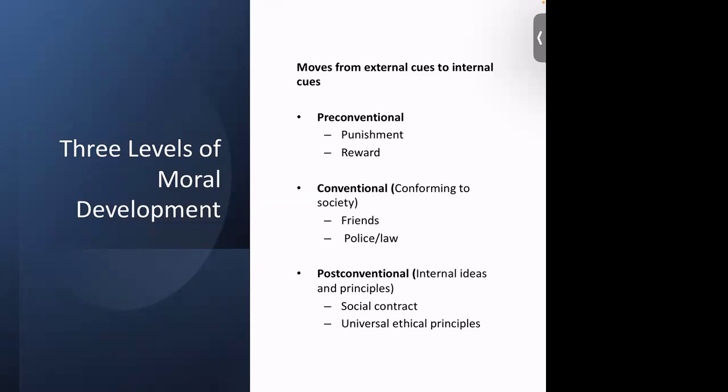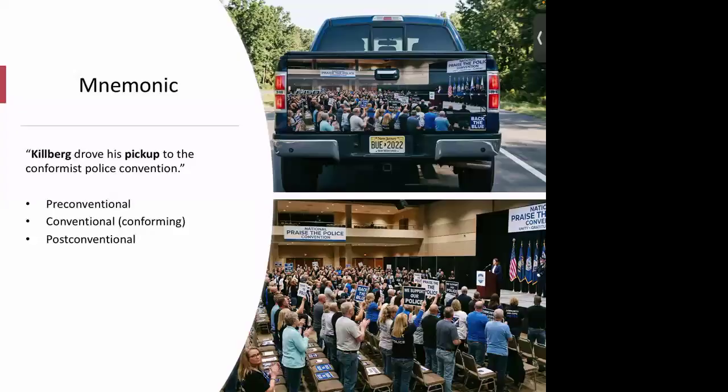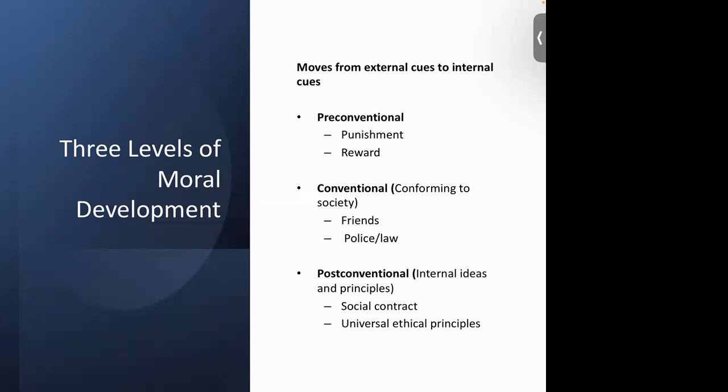Whatever the laws are, they want to behave. They're maybe a little bit afraid of the police, but they want to follow the law. Again, this is a little bit more internal. We moved away from the external punishment and reward to a little bit more internal, wanting to have friends or staying away from the police, keeping the law. And remember, it's going back over there, it's the conformist police convention. Conformist is the conventional stage, police convention.